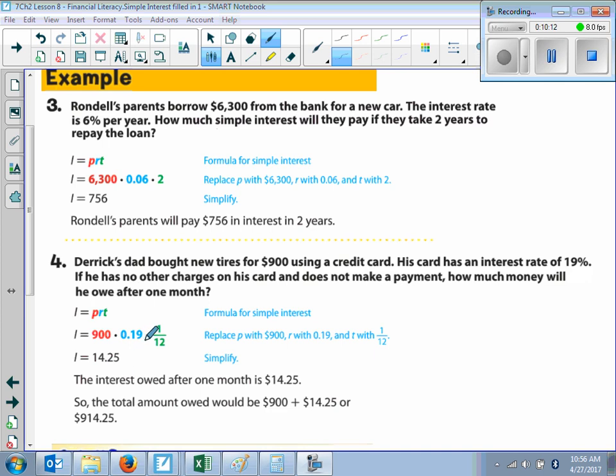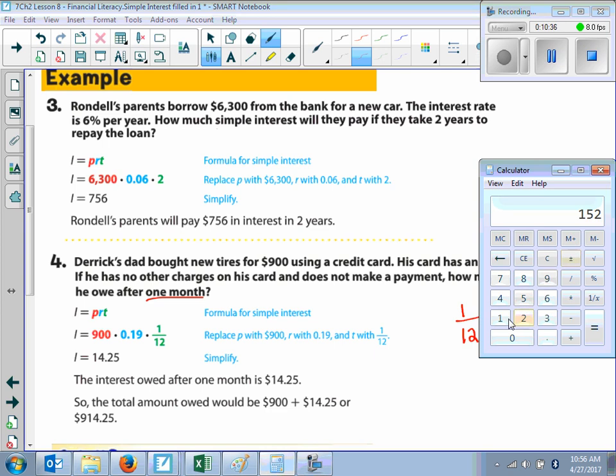The 19% changes to a decimal. We have to change that to a decimal. And now here, this is 1 month. But remember, we have to write this as years. So that means that we're going to take 1 month and divide by how many months there are in a year, right? So when we do that, you guys, look at what happens. 1 divided by 12. Repeating decimal, right?